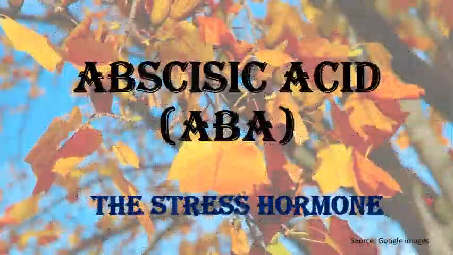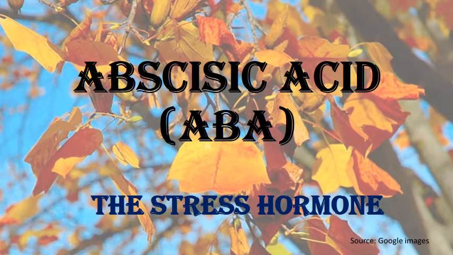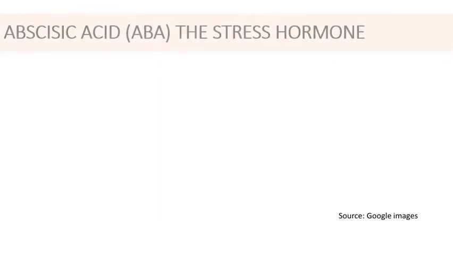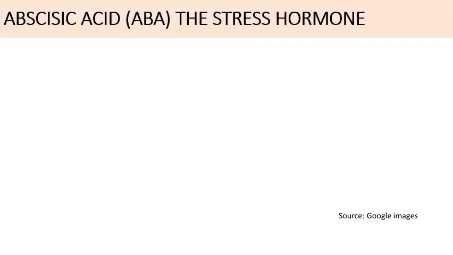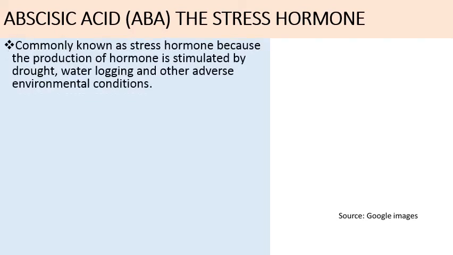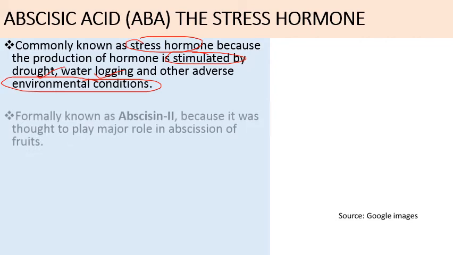Next, we will start with abscisic acid, which is commonly known as the stress hormone, and it is produced under stress conditions. This hormone is produced under adverse environmental conditions. Its production is stimulated by environmental factors like drought, waterlogging, and other adverse environmental conditions, to save the plants from them.